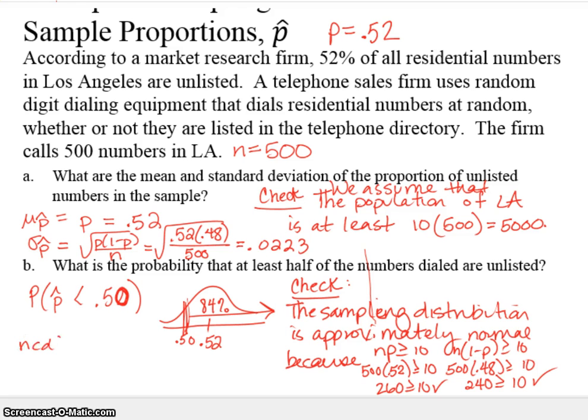So we're going to use normalcdf from 0.50 to infinity, comma mean, comma standard deviation. Sorry for the cramped writing there. And we get 0.815, or about 82%.